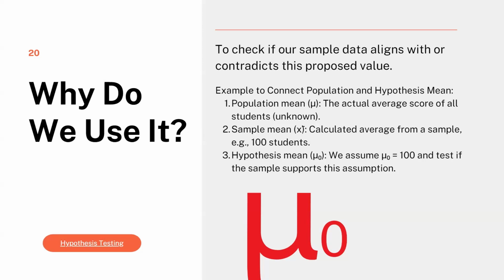So for example, to connect the population and hypothesis: the population mean is the actual average of all students in this school. However, it is unknown because it is not practical to calculate for every student. So we are taking the sample mean. This is the average score calculated from a sample of, say, 100 students. We can easily compute this from the small group, right?